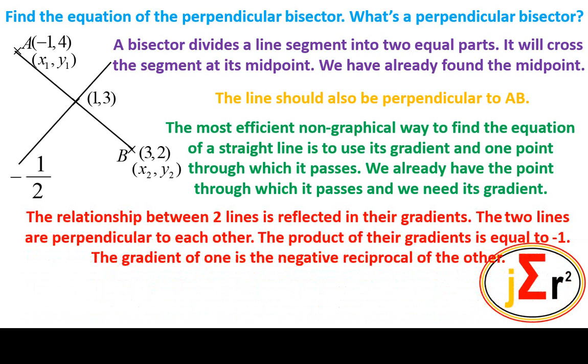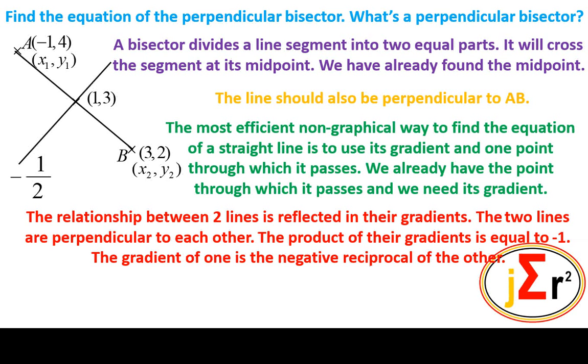The relationship between two lines is reflected in their gradients. We have two lines that are related to each other. As a matter of fact, they are perpendicular to each other. If two lines are perpendicular to each other, the product of their gradients is equal to -1. When we multiply the gradient of one by the gradient of the other, the result is -1.